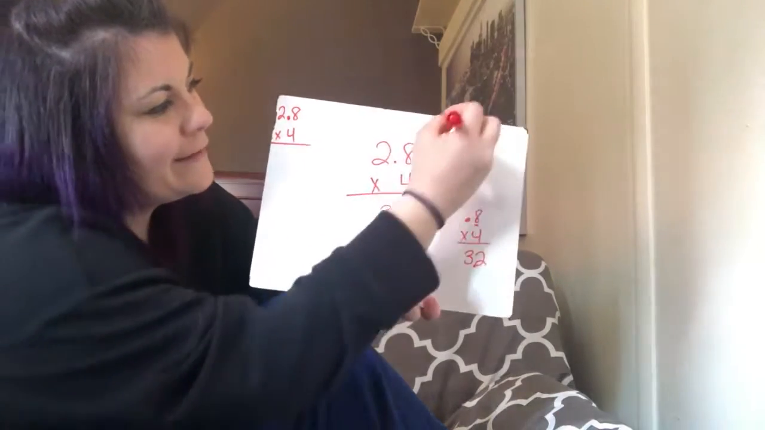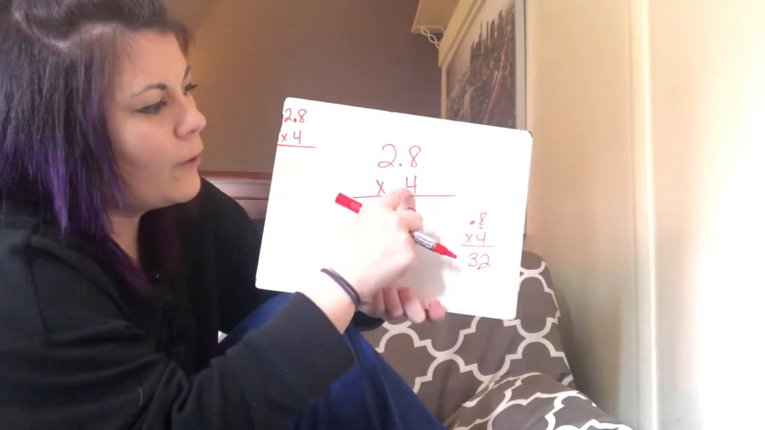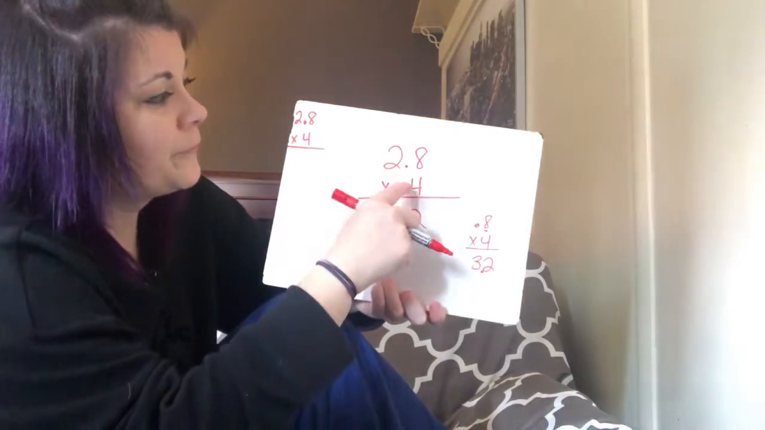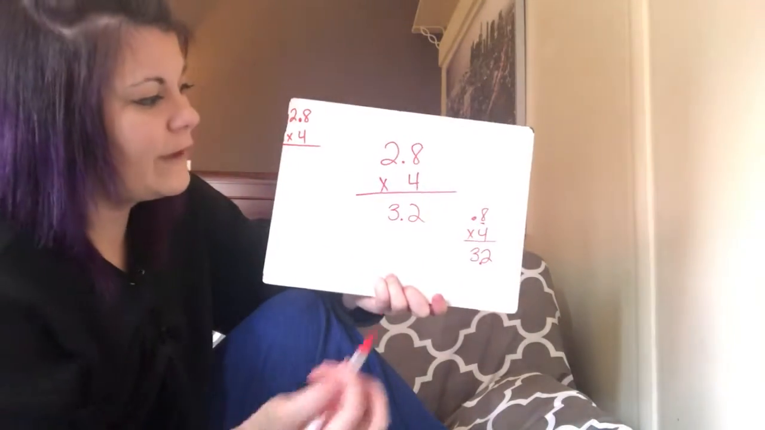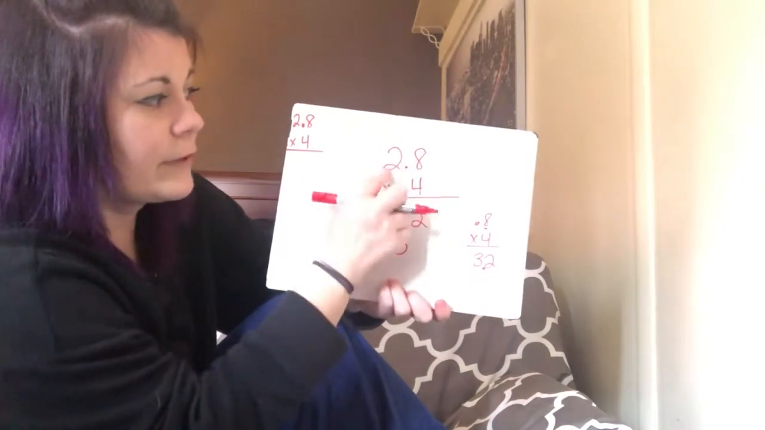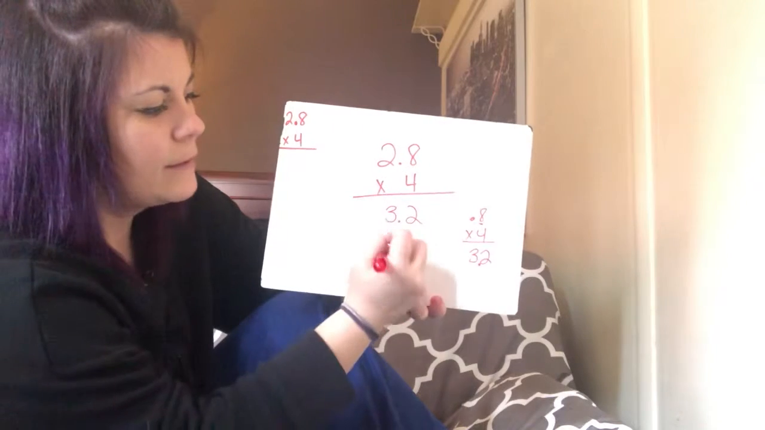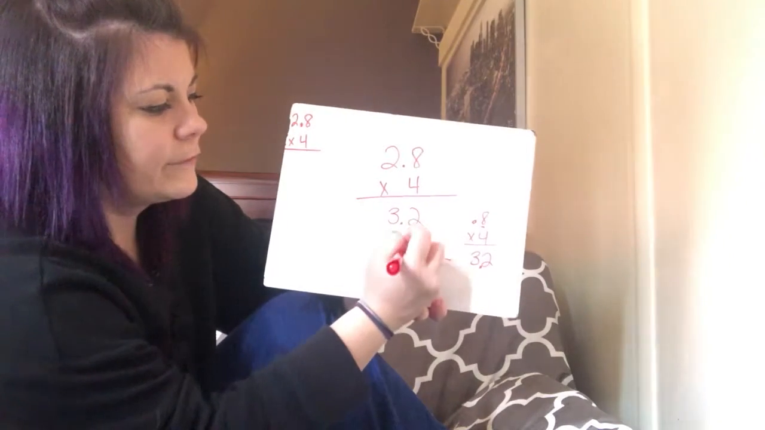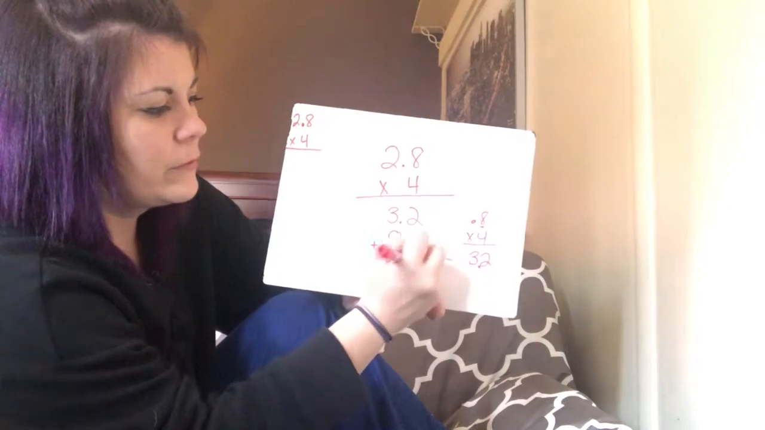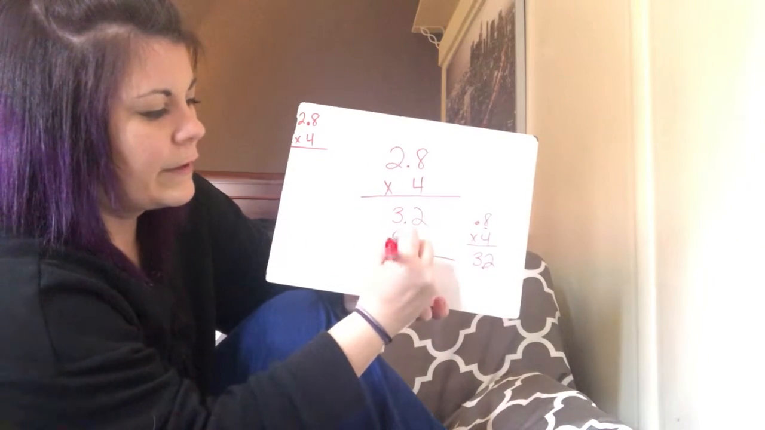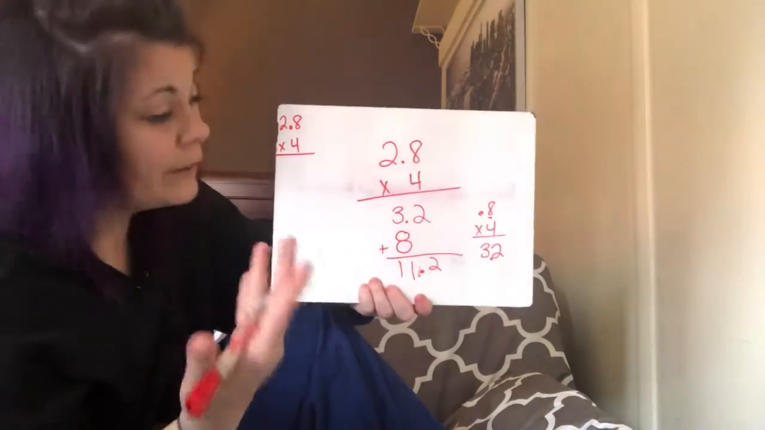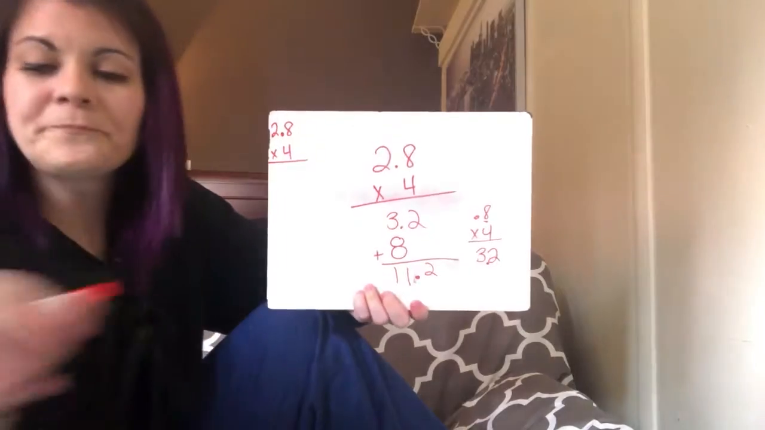But it's 4 times 8/10, and then 4 times 2 is 8. So we have to make sure we line up place value when we're adding. 4 times 2, because that's in the ones place, is 8. Line up our decimals, ones place under ones place. So that would be 3.2 plus 8, and we get 11.2. And that's how you could do it by multiplying with place value.